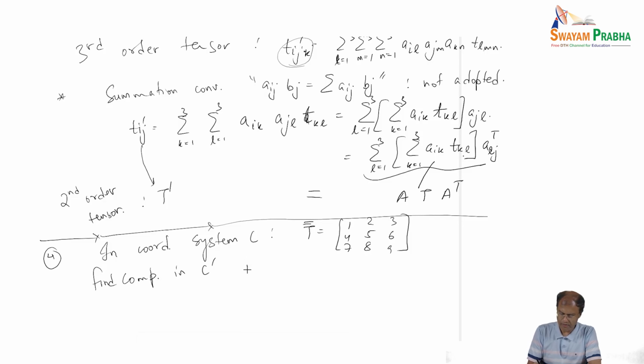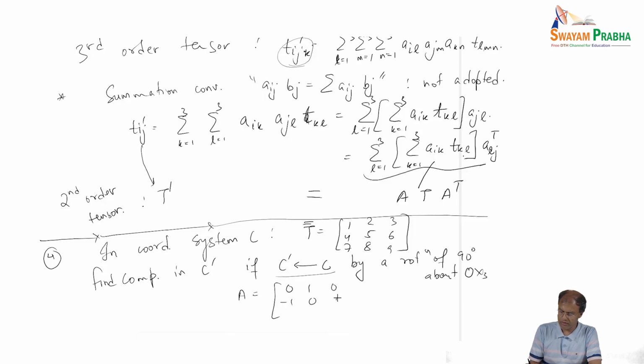if C prime is obtained from C by a rotation of 90 degrees about the OX3 axis. So that's how we obtain the new coordinates. Of course our transformation matrix is 0 1 0, minus 1 0 0, and 0 0 1. This is something we had seen a few examples back.